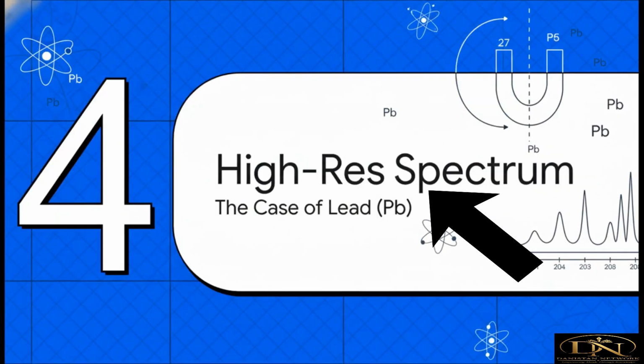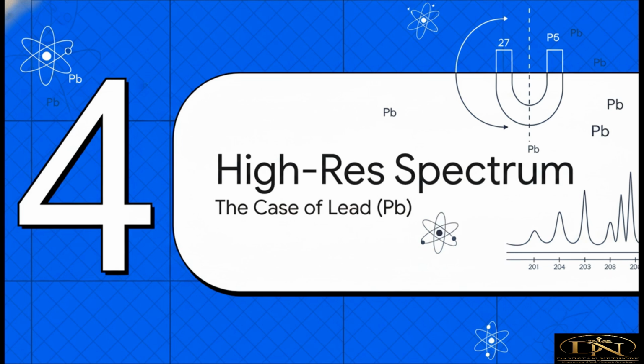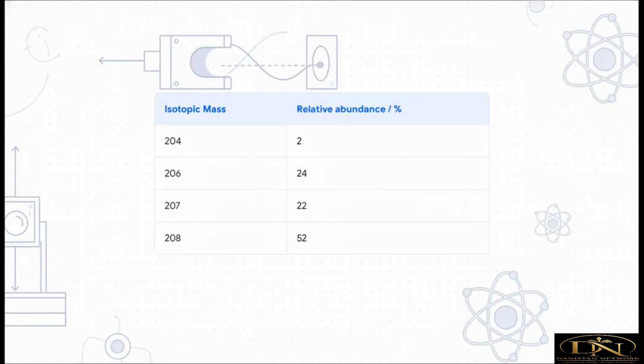All right, that neon example was a great warm-up. Now let's level up and look at the data from a slightly more complicated element. This will show us what else this amazing technique can reveal. We're going to take a look at a sample of lead. So here's the data we get from a mass spectrum of lead. And right off the bat, you can tell this is a different kind of story than neon.